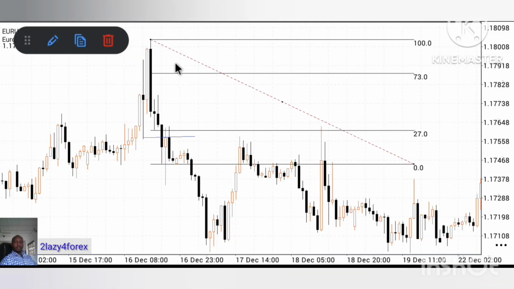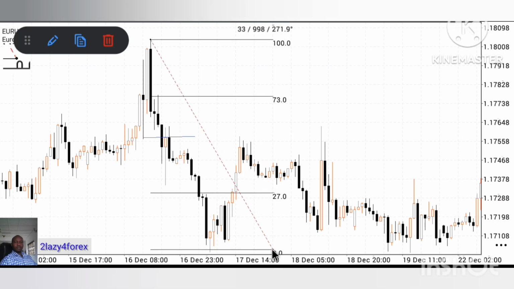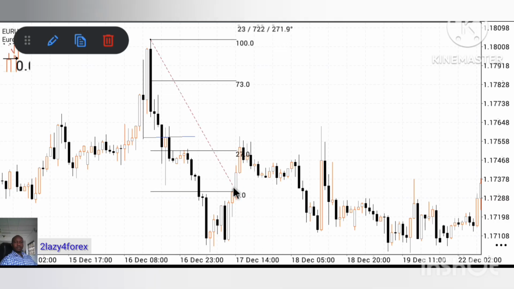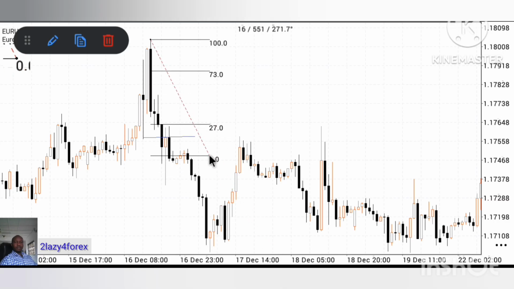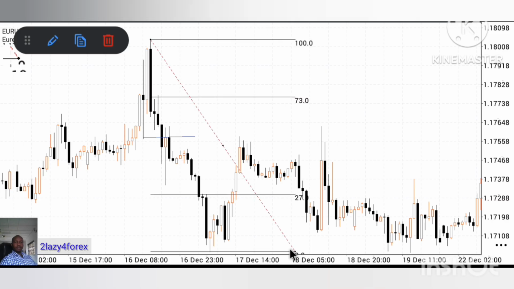So I'll pull my Fibonacci from the top to the bottom of the pullback. What I do is, once every move the pullback makes, I'll be expanding the Fibonacci tool, until what I'm looking for is, I need this 27% spot has to be broken up to the upside, because I'm looking for a buy.